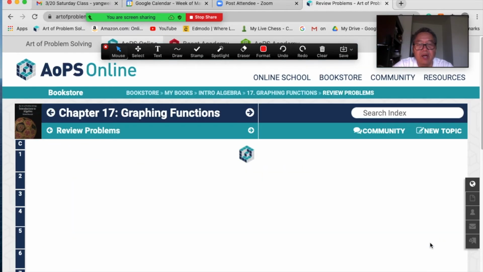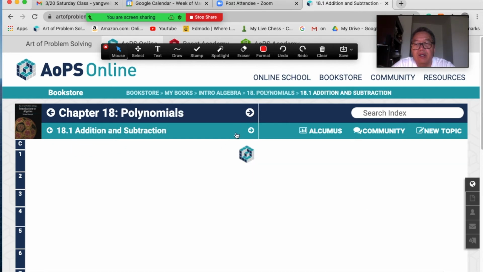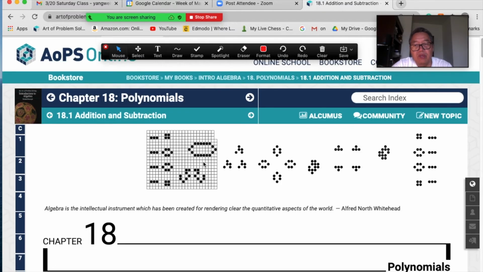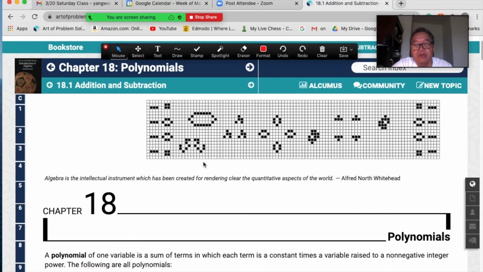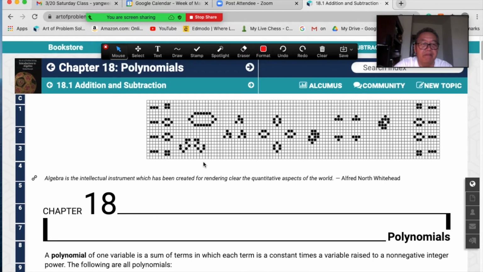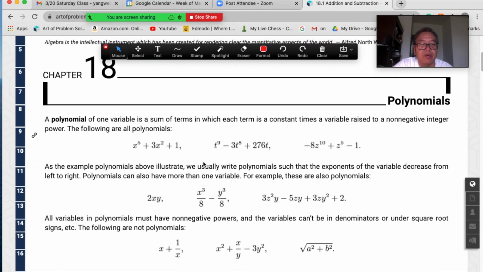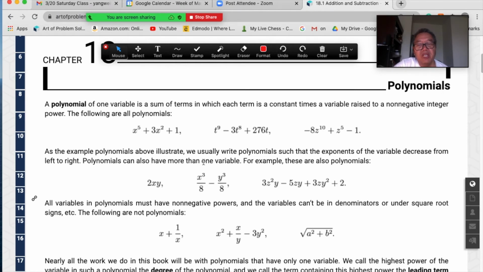Okay, so now let's go to the next chapter, polynomials. Polynomials play a very important role in algebra and also in a lot of mathematical branches. Now let's see what a polynomial is. You know, actually we have already encountered polynomials many times, like quadratic equations, quadratic functions.